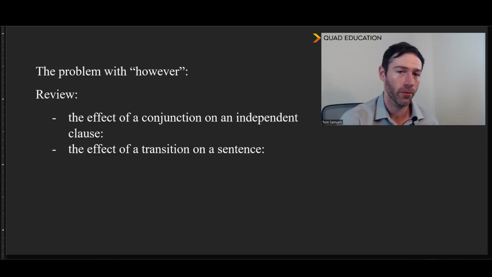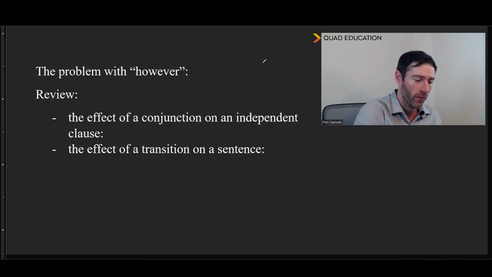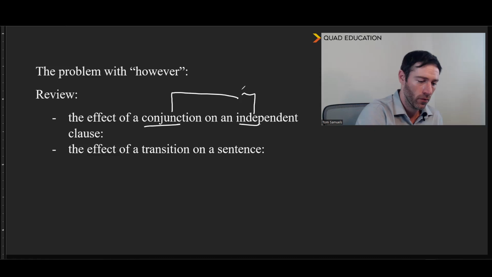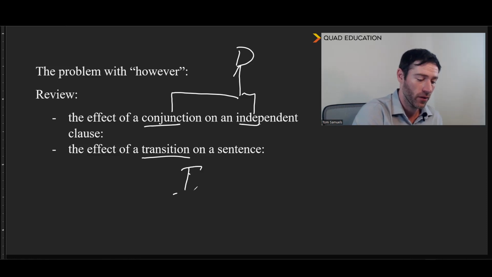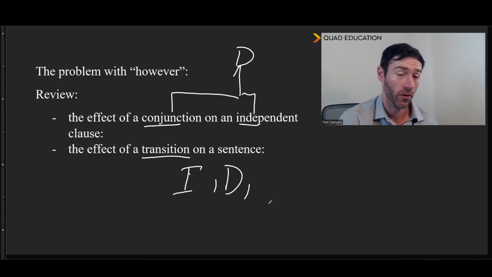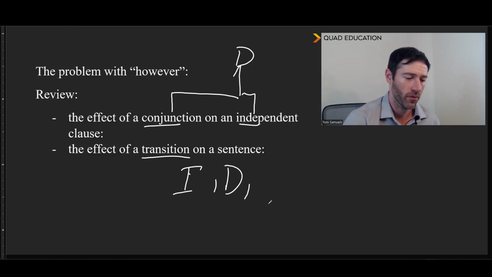And so just two quick bullet points here to really condense what I just went through. So the problem with however. First, what is the effect a conjunction has on an independent clause? Well, it makes it dependent. And what's the effect of a transition on a sentence? Well, that's nothing, because transitions are dependent clauses, and they must be separated by commas. They don't affect the structure of the sentence that they're placed in. So keep that in mind as we see some examples.